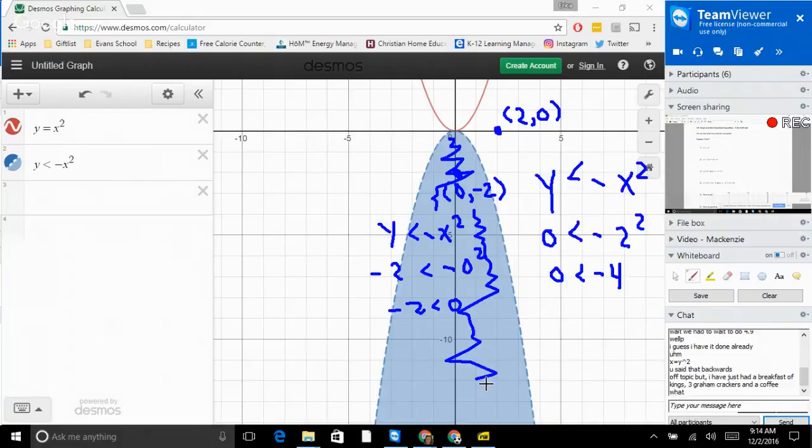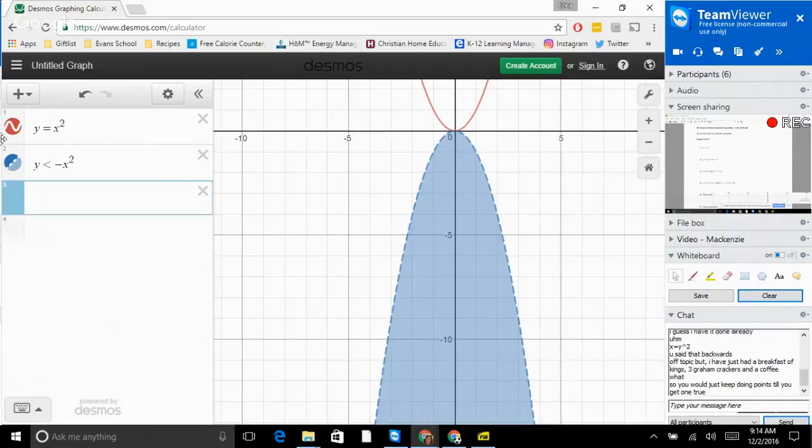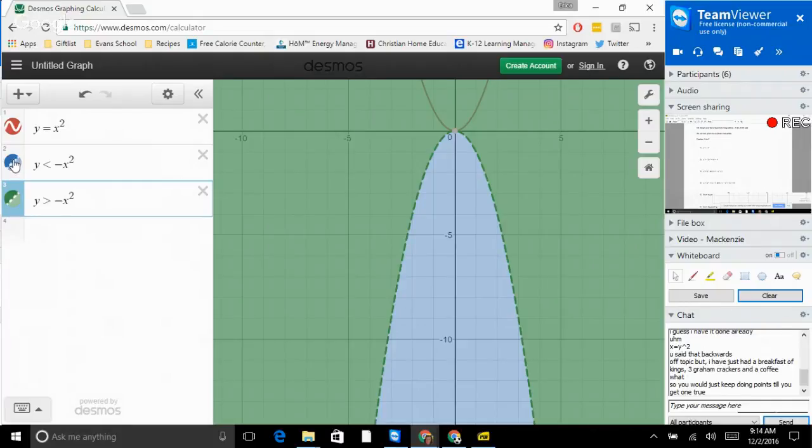Just explaining the why of how Desmos works. I know you all can put things in Desmos and see them graphed, but that's why the inside of this parabola gets shaded. Now, if, for example, you would flip the inequality and do y is greater than negative x squared, and let's turn off the blue one. Okay, so you can see the difference. Now, since y is greater than negative x squared, all of the points outside the parabola would be true.